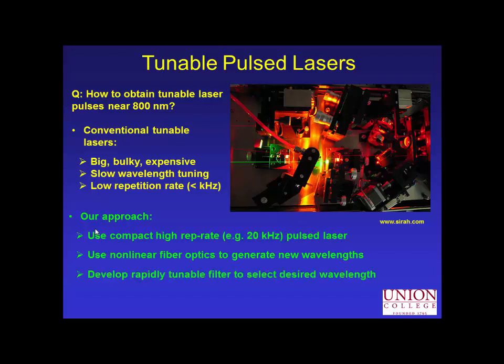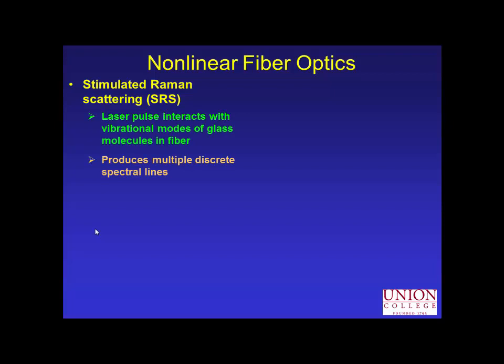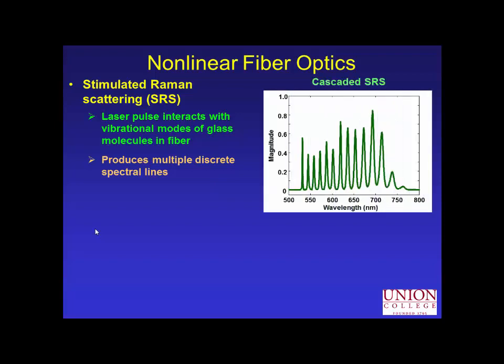So the approach that we're taking is to start with a compact high rep rate pulse laser and use nonlinear fiber optics to create new wavelengths. And then you can use a tunable filter to pick whatever wavelength you want. As far as this wavelength generation mechanism, one way to do it is to use stimulated Raman scattering. This describes when a laser pulse interacts with the vibrational modes of the material, like the glass molecules in a fiber. And that produces a series of frequency downshifted lines. As an example, if you send 532 nanometer pulses through, let's say, 50 meters of single mode fiber, you can produce, in this case, a dozen extra wavelengths. And so that works well.